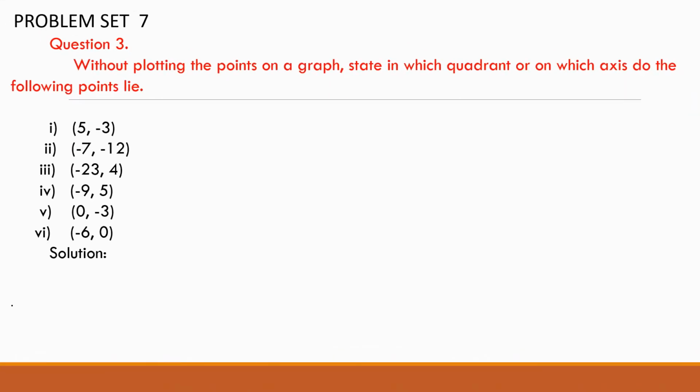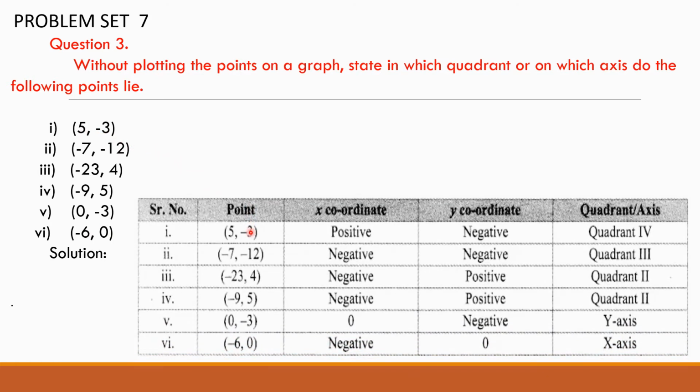Question number 3. Without plotting the points on a graph, state in which quadrant or on which axis the following points lie. Here points are given. You have to write in which quadrant or on which axis these points lie. Here your first point is 5 and negative 3. That is, the x coordinate is positive and the y coordinate is negative. Therefore the point lies in the fourth quadrant.